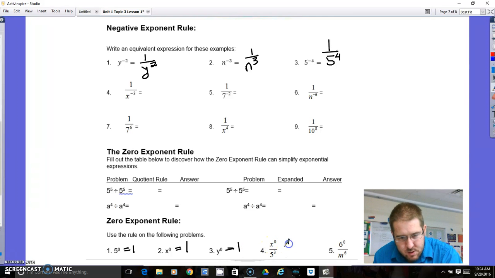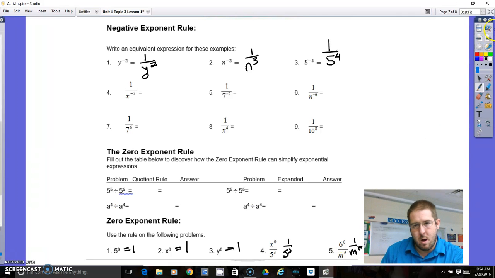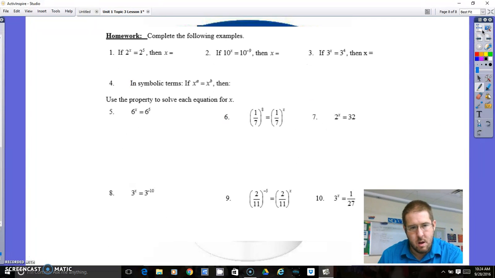Well, the top is equal to 1 over 5 to the third, which would be equal to 5 to the negative third. This is equal to 1 over m to the 6th. Done. All right, so then let's get to the homework.